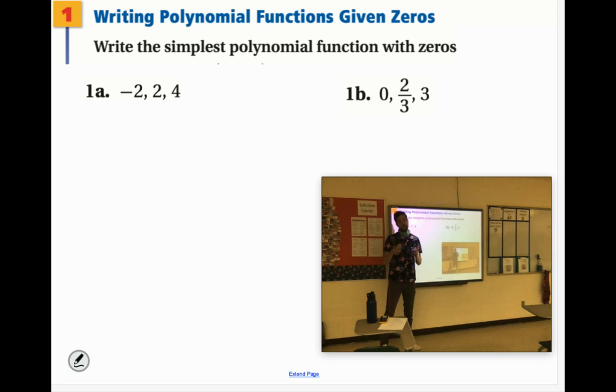You should definitely pause here, try at least one of these two out. B is way tougher, but pause here and try them, and I'm going to work them right now.